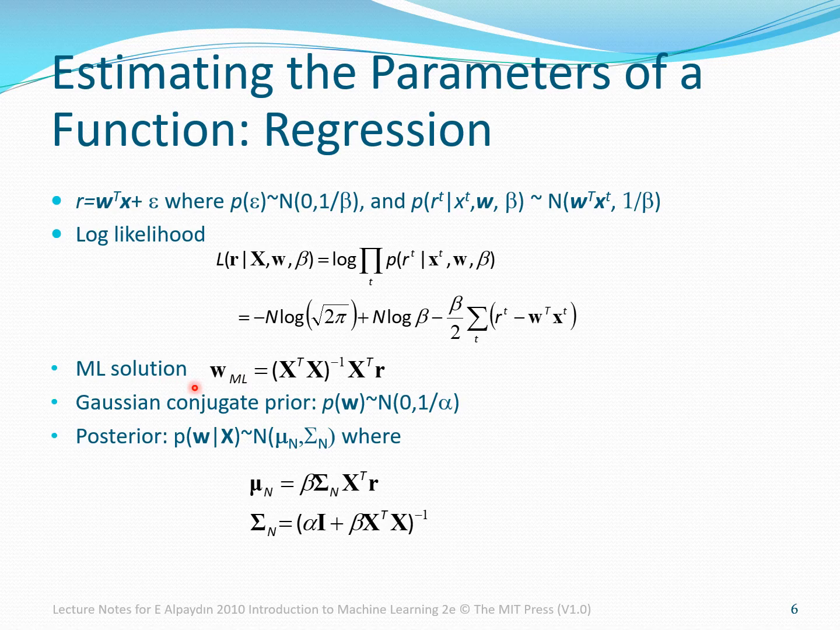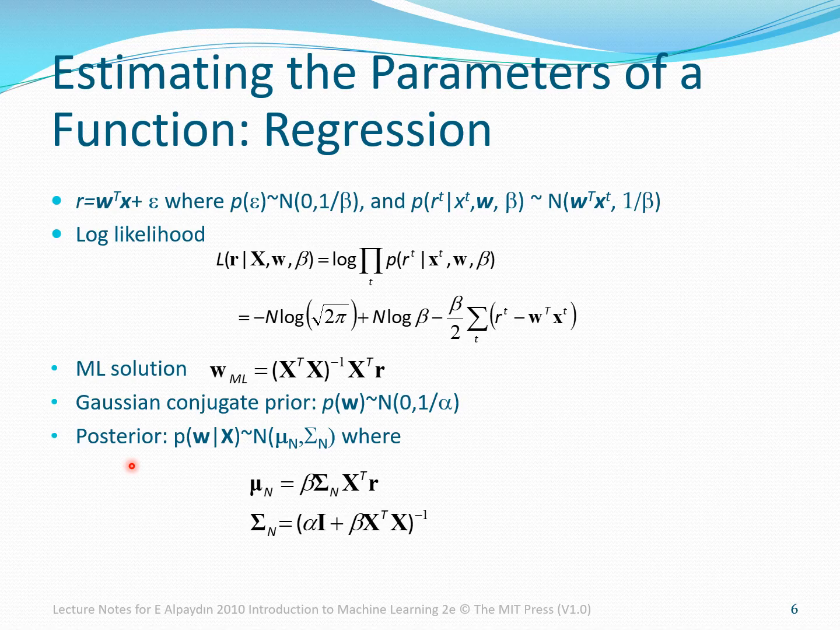ML solution of W_ML equals (X^T X)^(-1) X^T r. Gaussian conjugate prior is p(w) ~ N(0, 1/alpha I).